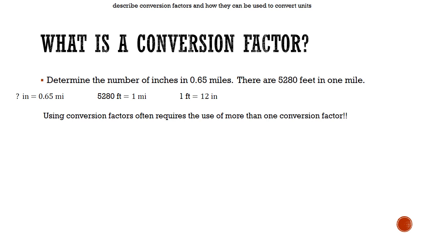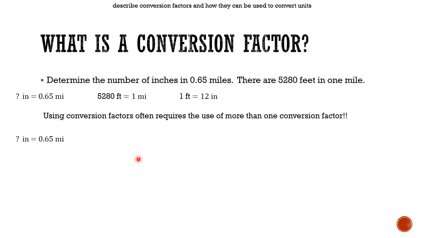Here we're going to need two. And we can do it all in one problem. We don't have to do one problem and figure out an answer and then use the other conversion factor. We can just do it all at once, makes it very easy. And here's how. So starting with our question, how many inches are equal to 0.65 miles, ask ourselves, what do I want to cancel? What unit do I want to get rid of? Well, I want to get rid of miles because eventually I want to make it to inches.